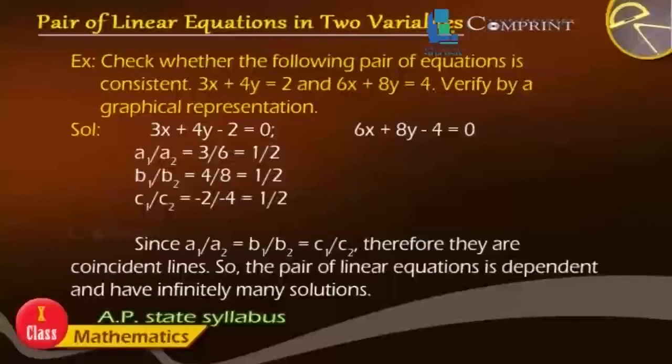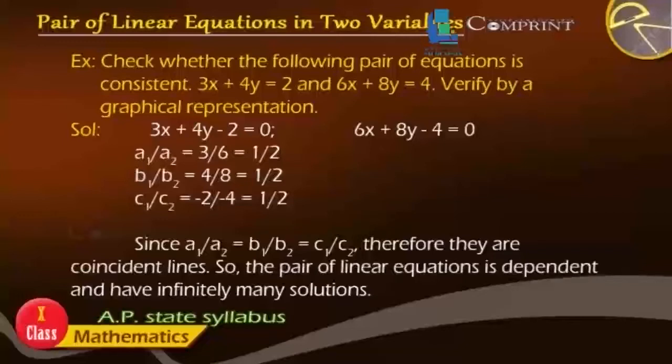Example: check whether the following pair of equations is consistent. 3x + 4y = 2 and 6x + 8y = 4. Verify by a graphical representation. Solution: 3x + 4y - 2 = 0 and 6x + 8y - 4 = 0.